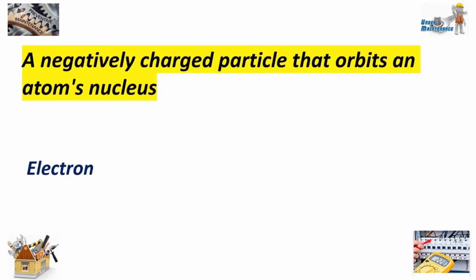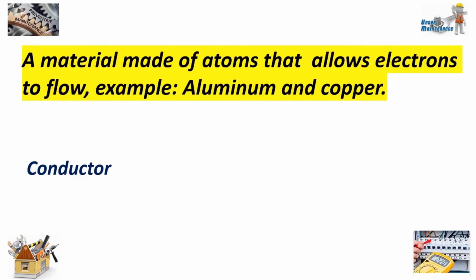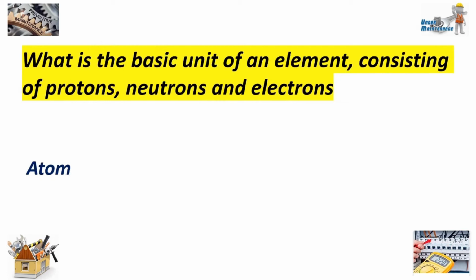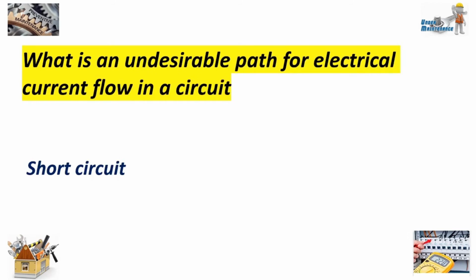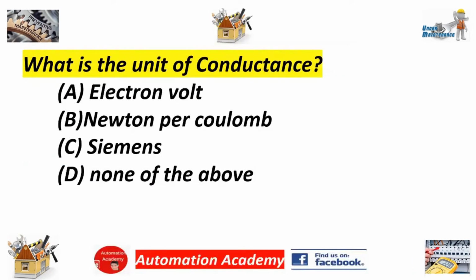A negatively charged particle that orbits an atom's nucleus. Answer: electron. A material made of atoms that allows electrons to flow. Example, aluminum and copper. Answer: conductor. What is the basic unit of an element consisting of proton, neutron, and electrons? Answer: atom. What is an undesirable path of electrical current flow in a circuit? Answer: short circuit.